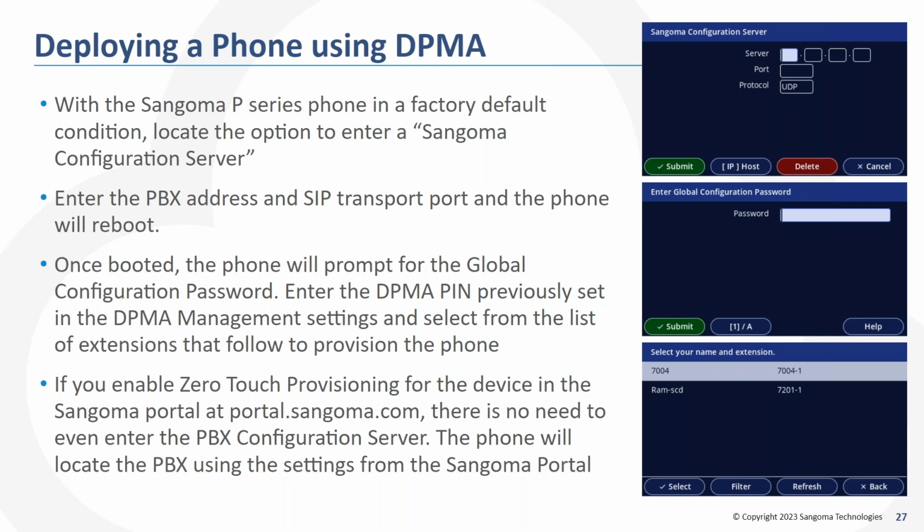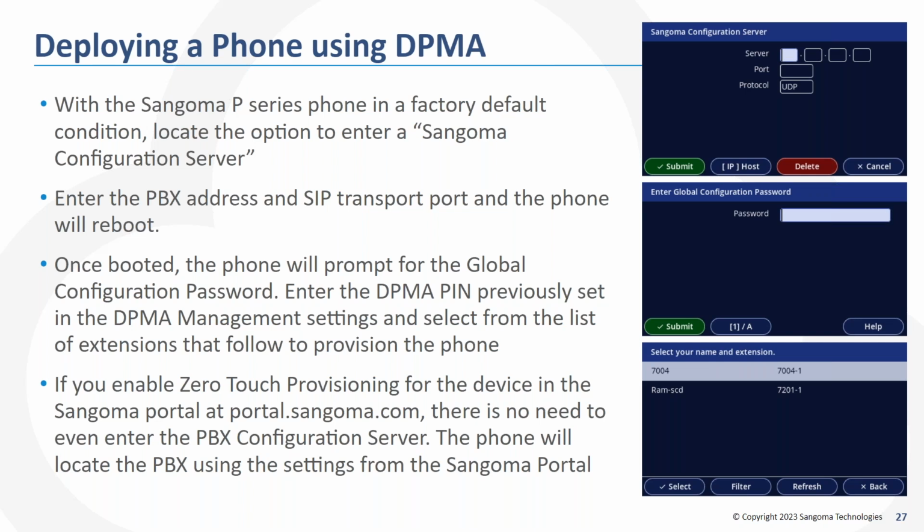The phone will then reboot, and once booted, the phone will prompt for the global configuration password. This is the DPMA PIN that I noted previously on the DPMA management page in the previous slide. Enter that PIN, and assuming the PIN challenge is correct, you will be presented with a list of all extensions on the system. You need only select from that list, press enter, and the phone will provision itself, boot, and register using that one extension. So using this technique, you need nothing more than the DPMA PIN.